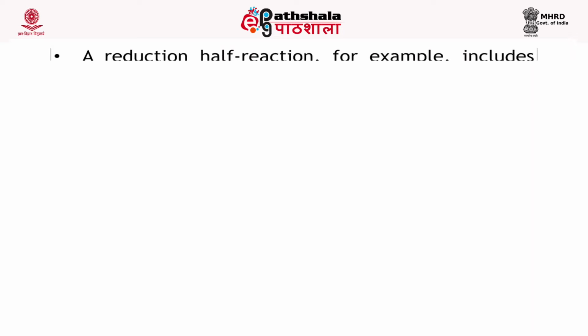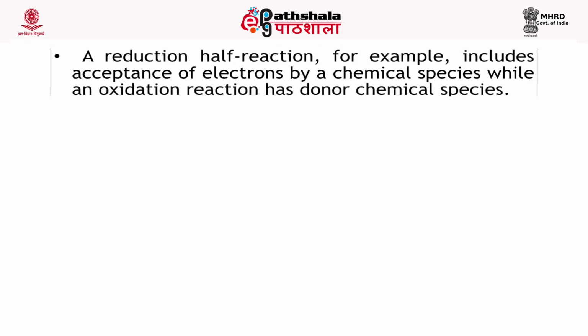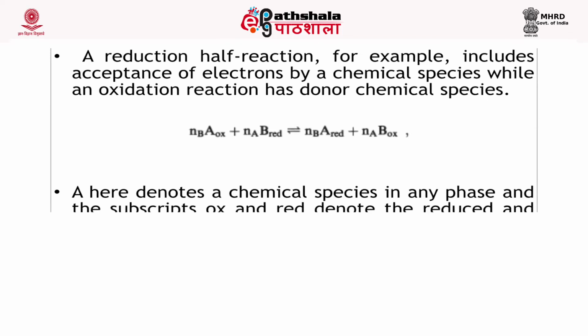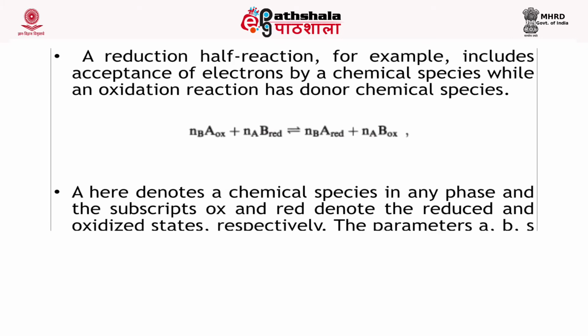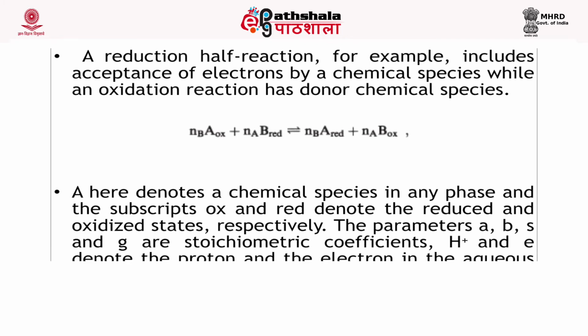A reduction half reaction, for example, includes acceptance of electrons by a chemical species, while an oxidation reaction has a donor chemical species. In the given reaction, here A denotes a chemical species in any phase, and the subscripts ox and red denote the oxidized and reduced states respectively. Other parameters such as a, b and n are the stoichiometric coefficients.